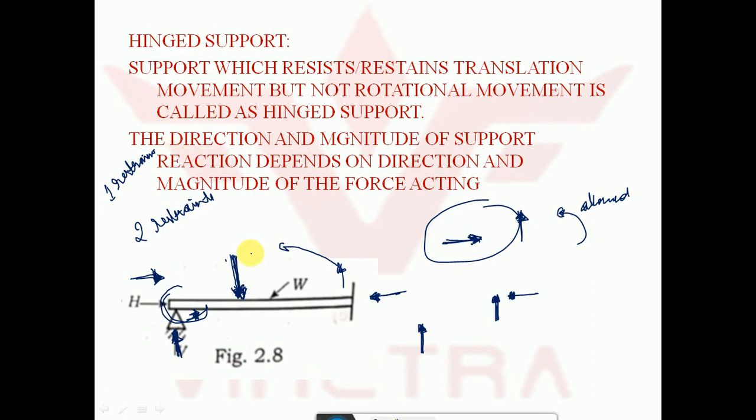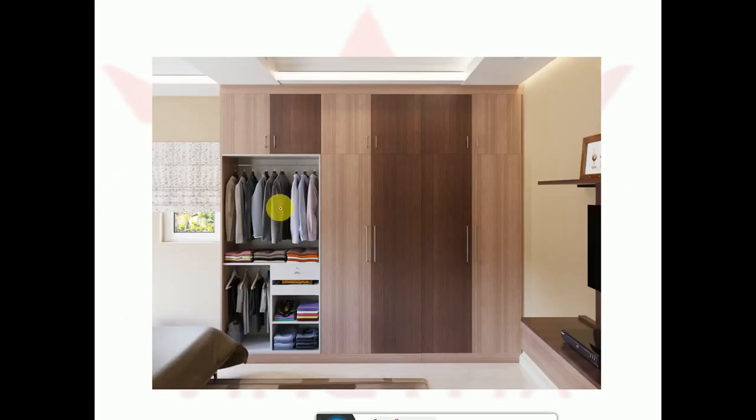Next, let us take a day-to-day example for this hinged support. In the previous case, we showed a wardrobe with sliding doors. Here the doors are of hinged type. If you pull, what happens? It will rotate about this support, but you cannot pull out this door, or move it in an upward or downward direction, or pull it outside. But you can rotate about this support.